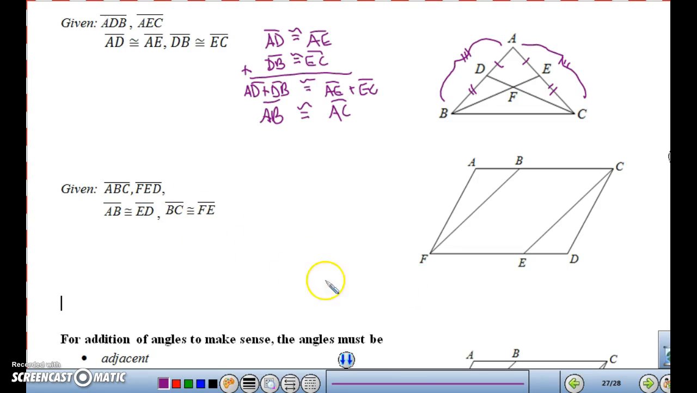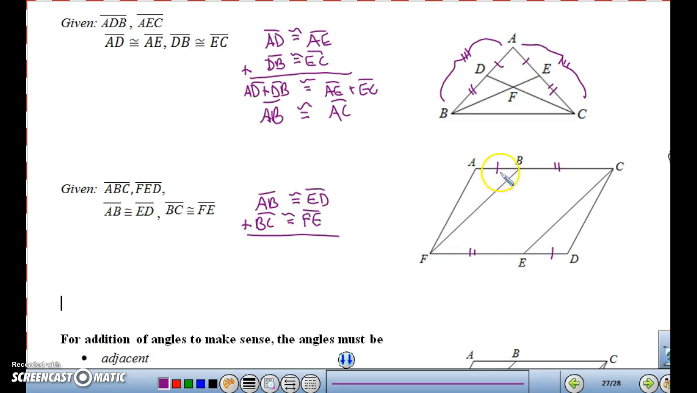All right, let's try this one. AB, AC, and FED are segments. ABC, FED. That means all those points are collinear. We have AB is congruent to ED, and BC is congruent to FE. Now, based on the addition postulate, what segments can I say are congruent? Well, let's add them together and see. AB is congruent to ED. We have BC is congruent to FE.